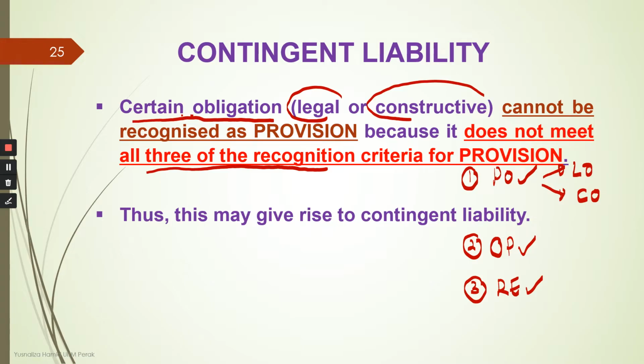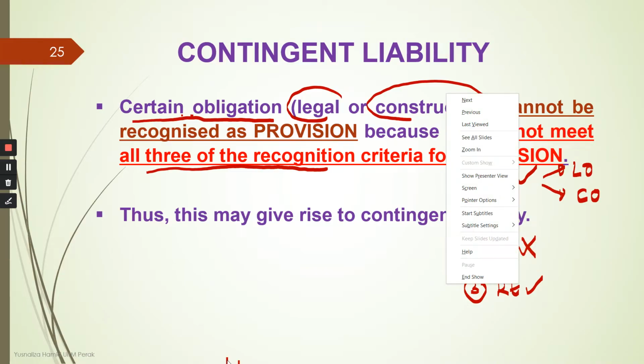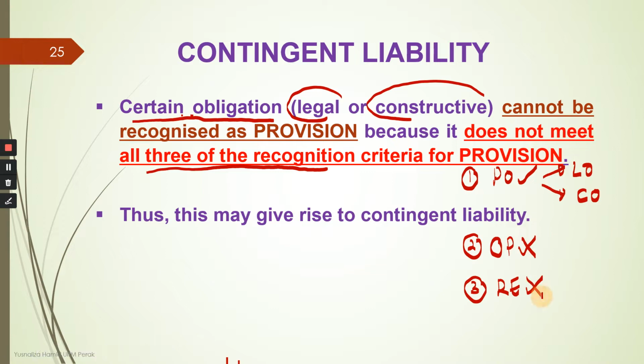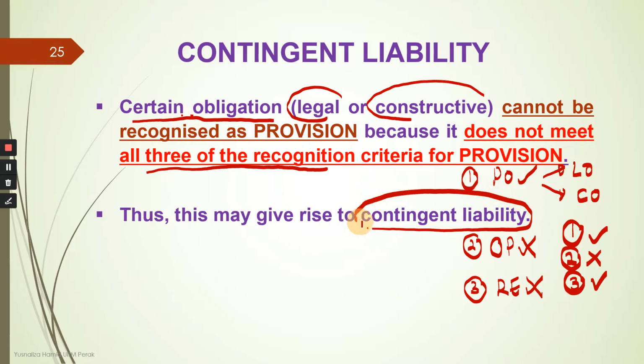You will also notice that sometimes these are not being fulfilled. Or maybe these are fulfilled, but number 2 is not being met. So these are the situations that we are referring to now, which is what we call contingent liabilities. A situation where we cannot recognize an obligation because it does not meet the recognition criteria for provision. So let's go into detail.